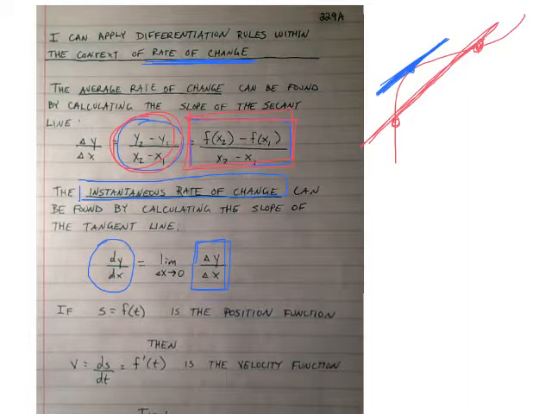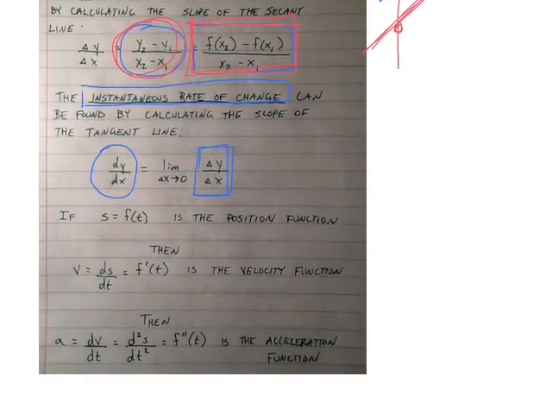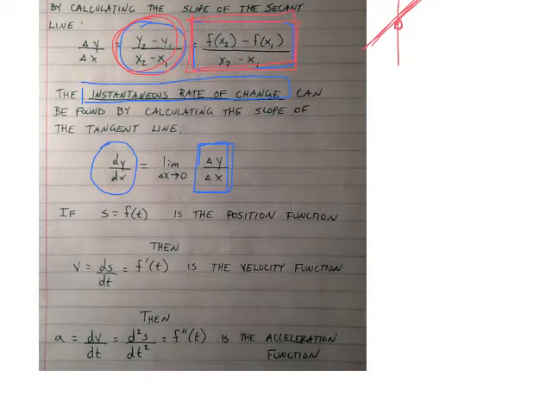But for our particle movement, there's some stuff we should know. If we let s be our position function, or f of t is our position function relative to time, then our velocity is the derivative of the position function. So velocity is ds dt, or you could say f prime of t. Consequently, we can also find acceleration. Our acceleration is dv dt, which is the second derivative of s, or f double prime of t.